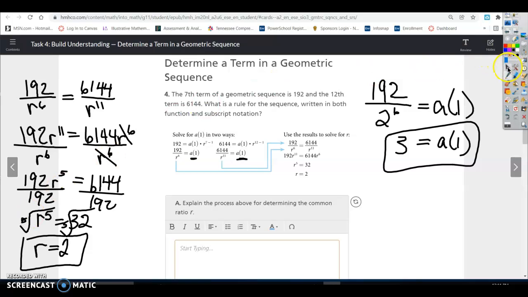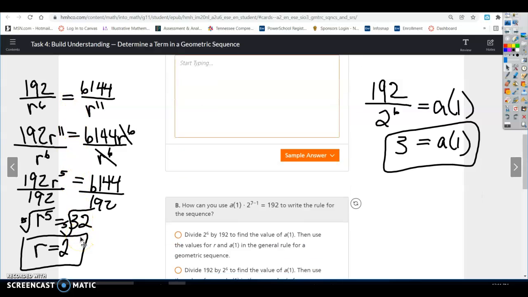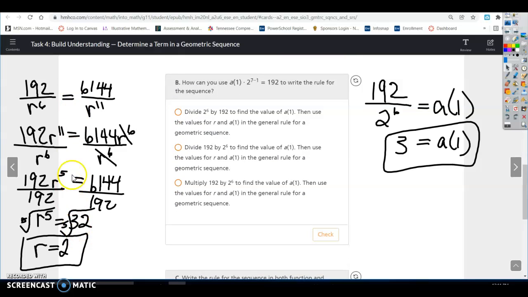All right, so let's see what questions they have for us in task 4. All right, explain the process above for determining the common ratio. Okay, I think I just went through the steps and we just did that part. So it says, how can you use a of 1 times 2 to the 7 minus 1 power equals 192 to write the rule for the sequence? All right, so if I want to find a sub 1, I'm going to divide 192 by 2 to the 6th power, which is what we did right here, because 7 minus 1 is 6. So we're going to do this right here.